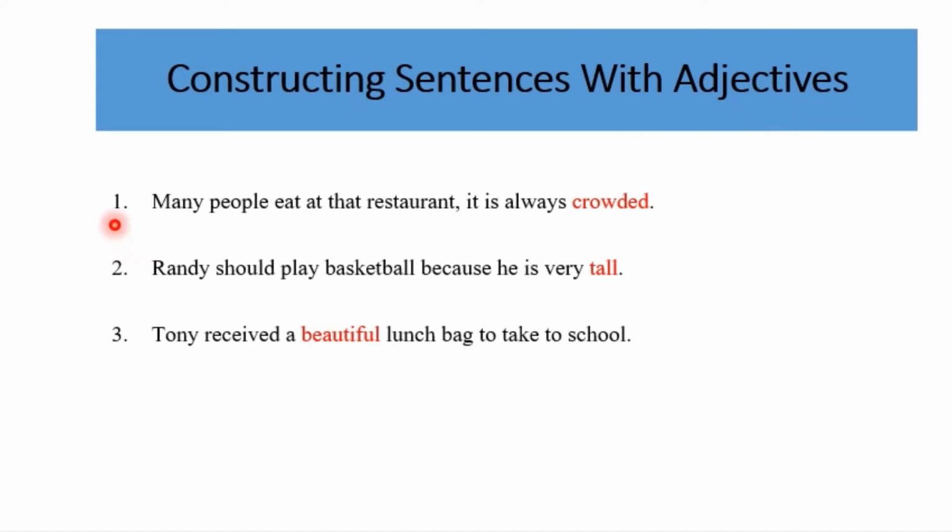Example number 1. Many people eat at that restaurant. It is always crowded. Remember, adjectives describe a noun. In this sentence, the noun is restaurant, a place, right? Now, the word crowded describes the condition of the restaurant. It is packed. The word crowded is the adjective.